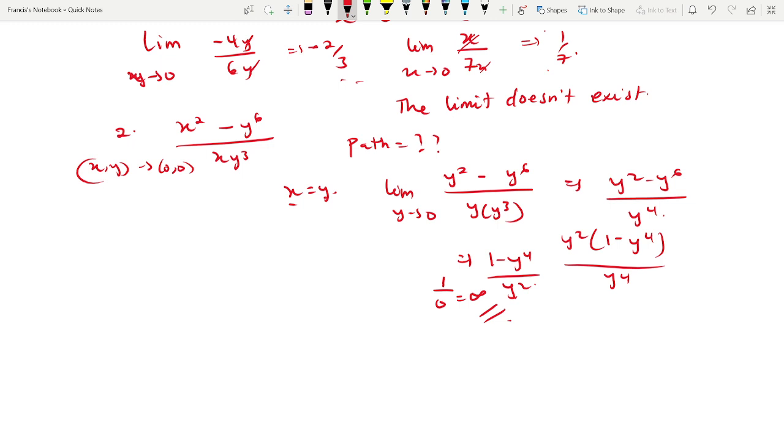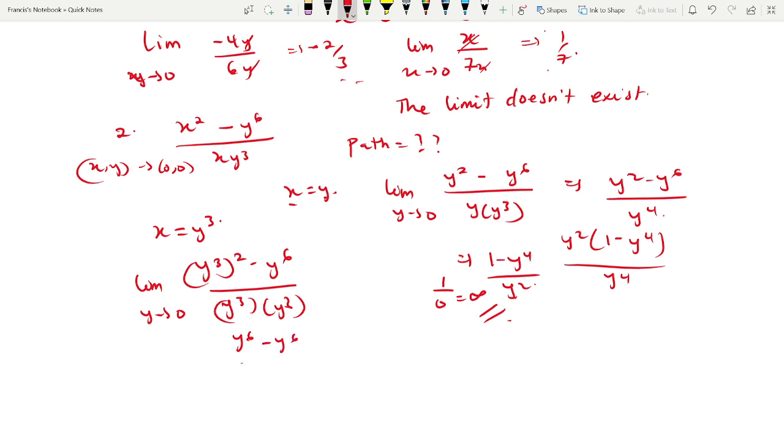Now let me take another path, let's say x is equal to y cubed. This is another path. You can choose different paths, but the assumption is wherever path you take, you should get the same limit. So wherever I see x, I'll put y cubed. Here, I'm going to get (y cubed all squared minus y to the power 6) all over (y cubed multiplying y cubed), limit as y approaches 0. So here I'm going to get (y to the power 6 minus y to the power 6) all over y to the power 6. So what is this? 0 over y to the power 6. Everything is equal to 0.